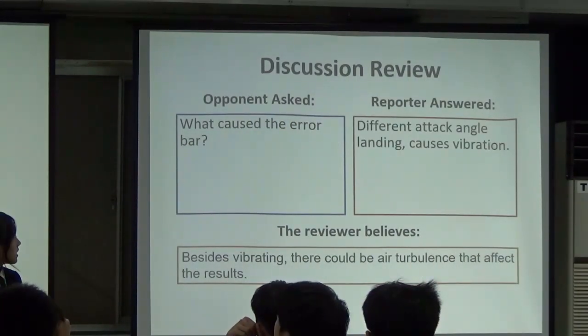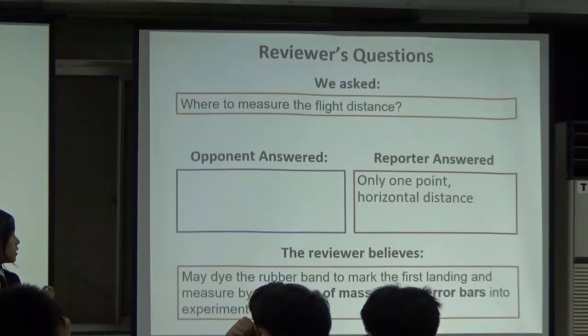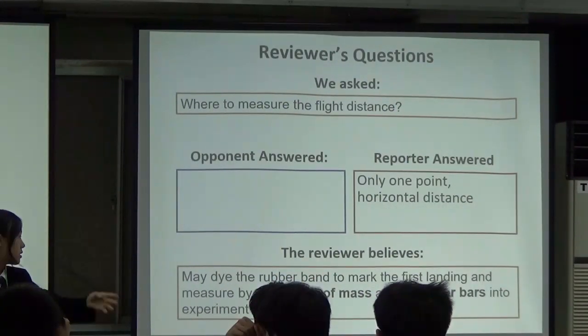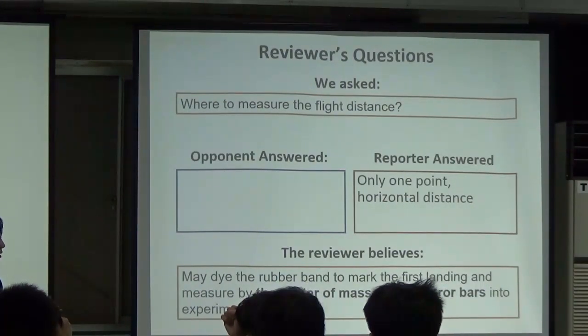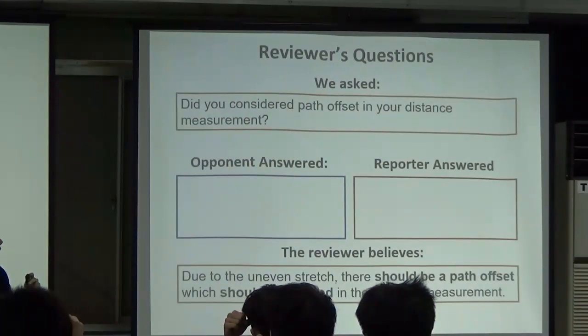And they asked what caused the error bar, and they said that the different attack angle landing causes the vibration, and we think that besides vibrating, there could be air turbulence that affects the results. And we asked them where did they measure the flight distance, and they say one point of horizontal distance, and we think that, for suggestion, they may tie the rubber band to mark the landing place, and like by measuring the middle part of the landing and add some error bars into the experiment data.